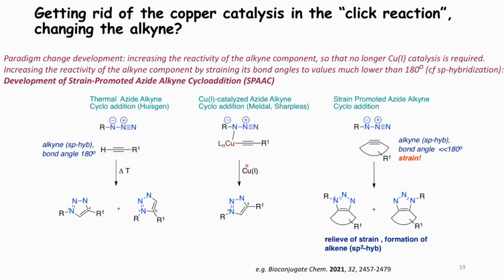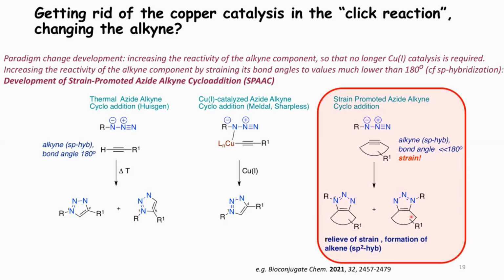Now, if you want to get rid of copper-1, the only possibility existing is making the alkyne very reactive by straining its bond angle. It likes to have a linear bond angle of 180 degrees, but if you can make this angle a lot smaller than 180 degrees, it will react because it wants to relieve its strain, by forming an alkene, which is sp2 hybridized and can have such angles. So that's a very important development.